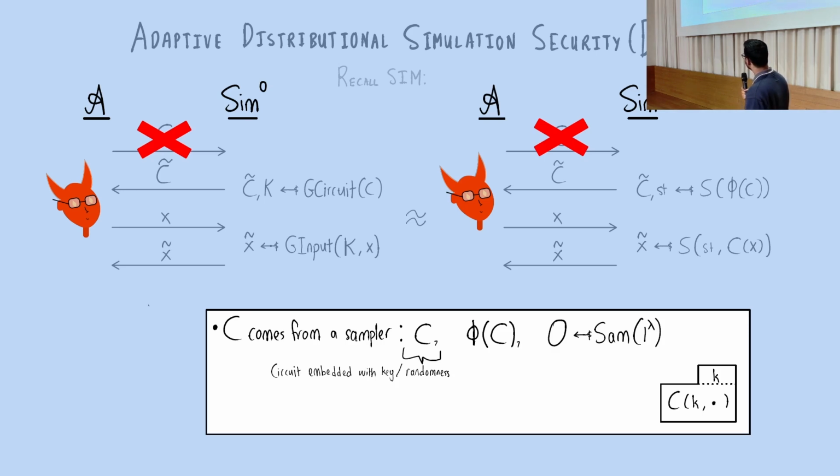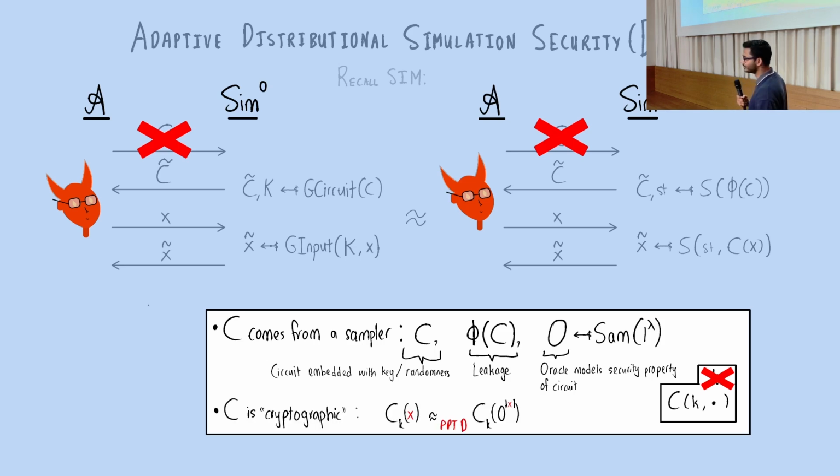So think of C as just the circuit with, like, your key or whatever randomness hard-coded. The leakage is just like the circuit without the secret embedded. And then this oracle could be, for example, the CPA security of the circuit's cipher. Think of it as maybe an AES circuit that you want to garble. And then the circuit should be cryptographic. What does that mean? I might also use the term output indistinguishable or output secure somewhere in this talk. It means that C, when evaluated on the adversarial input, is indistinguishable by any efficient distinguisher from C evaluated on all zeros of the same length.